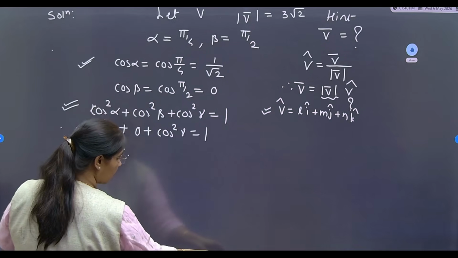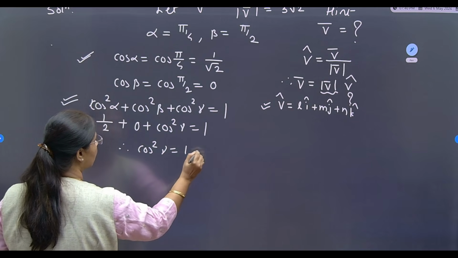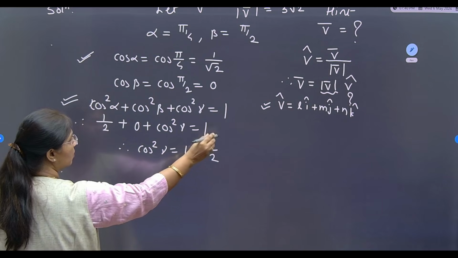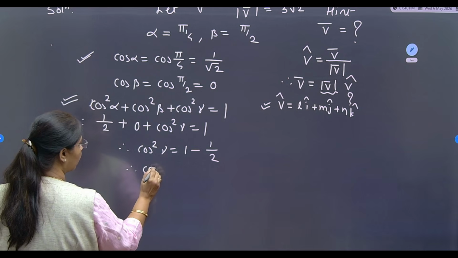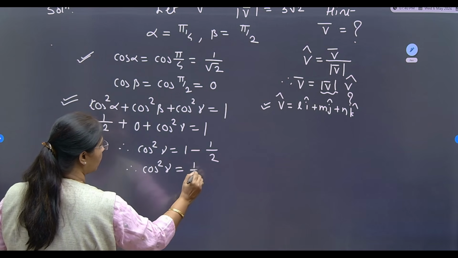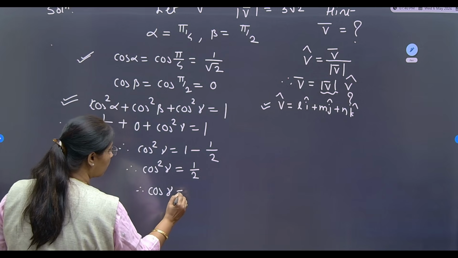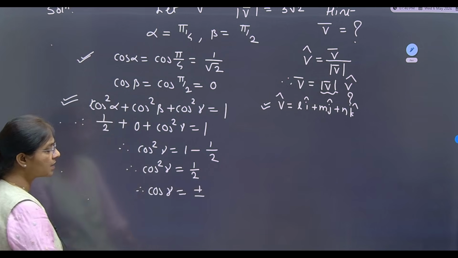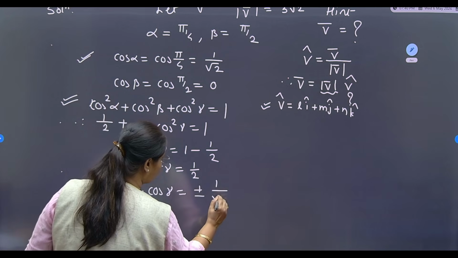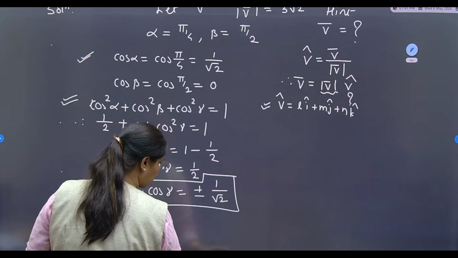Therefore, here we get cos square gamma is equal to 1 minus 1 by 2. Therefore cos square gamma is equal to 1 minus half. Therefore cos gamma is equal to plus or minus 1 upon root 2. This is the value of cos gamma.